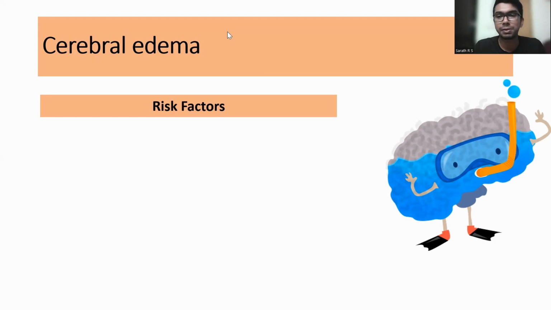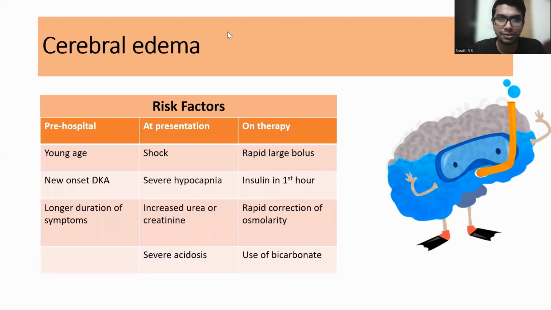The treatment of cerebral edema is quite simple. We keep the head in an elevated position. We give 3% saline and mannitol as per the institutional protocols. We need to examine every hour for the GCS status to establish a diagnosis of cerebral edema at the earliest. The risk factors for cerebral edema before admission to hospital are new onset DKA and longer duration of symptoms. At presentation, if the child has shock, or severe hypocapnia, or increased urea and creatinine, or severe acidosis, he or she is at high risk for cerebral edema.